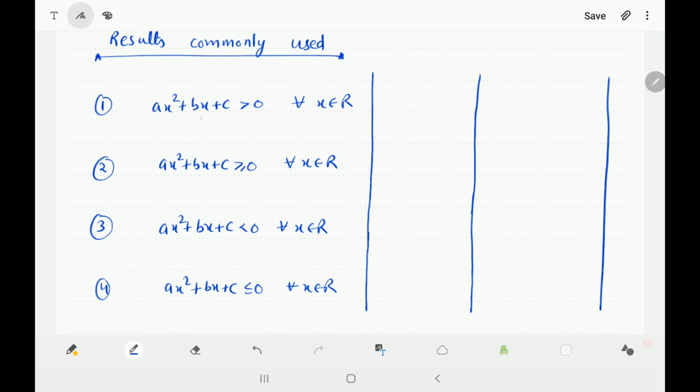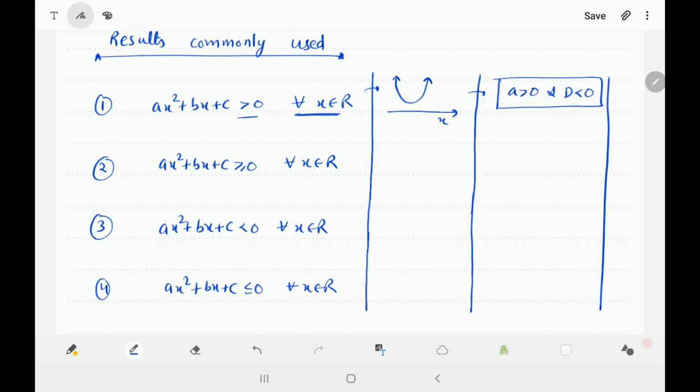If ax square plus bx plus c is greater than 0 for all x belongs to R, diagrammatically this means that the parabola ax square plus bx plus c is always above x-axis. So if you see this kind of expression, this should come to your mind that the graph will be like this, and accordingly you will apply the condition that a should be greater than 0 and d should be less than 0. By applying this condition, you will be able to solve the problem.